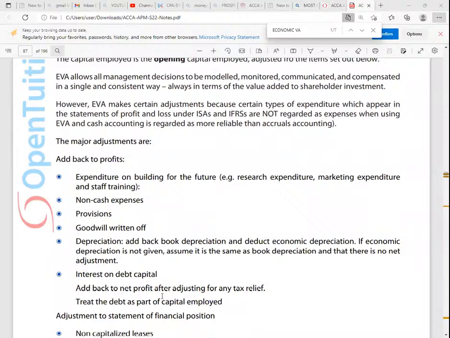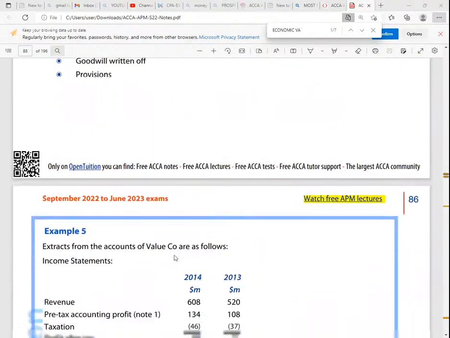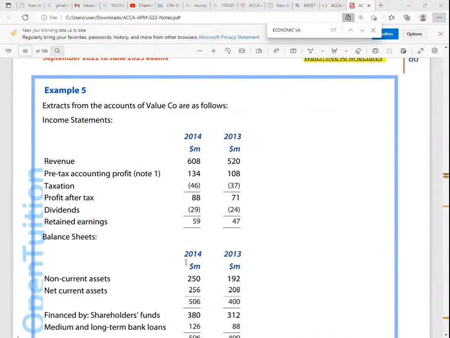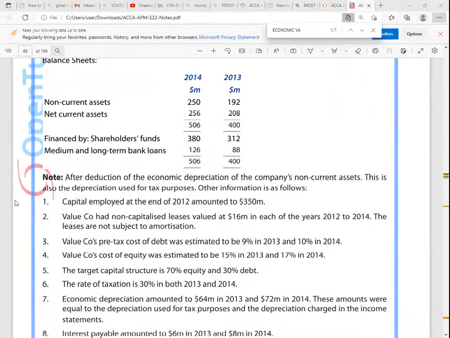So the best thing, ladies and gentlemen, is to go to a question. Extracts from the accounts of Value Company are as follows. We have income statements, and they have given us revenue and the pre-tax accounting profit. Then we have the notes. Note 1: capital employed at the end of 2012 amounted to 350. Value Company has non-capitalized leases valued at 16 million in each year, 2012 to 2014. The leases are not subject to amortization.